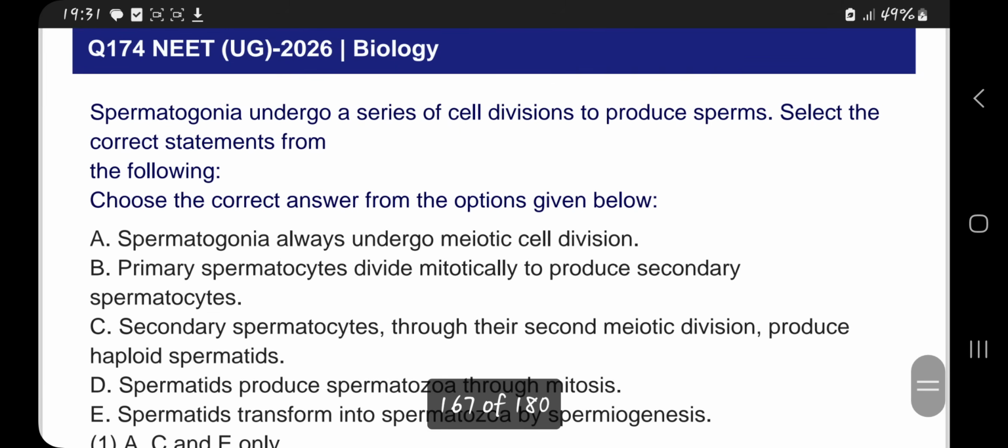Spermatogonia undergo a series of cell divisions to produce sperms. Select the correct statements from the following. Choose the correct answer from the options given below. Spermatogonia always undergo meiotic cell division. Primary spermatocytes divide mitotically to produce secondary spermatocytes. Secondary spermatocytes, through their second meiotic division, produce haploid spermatids.